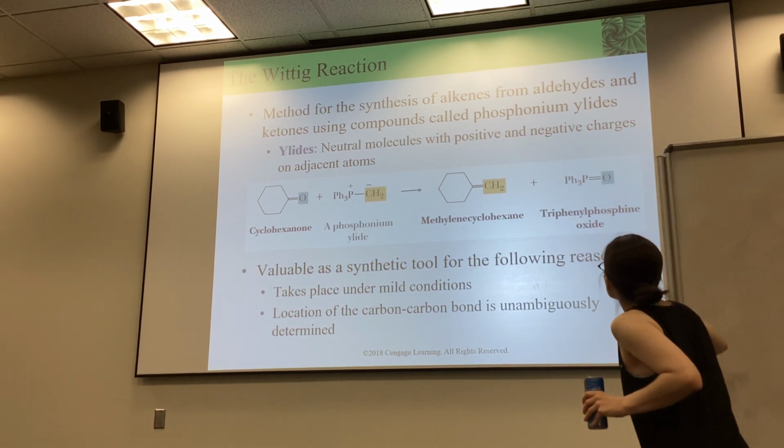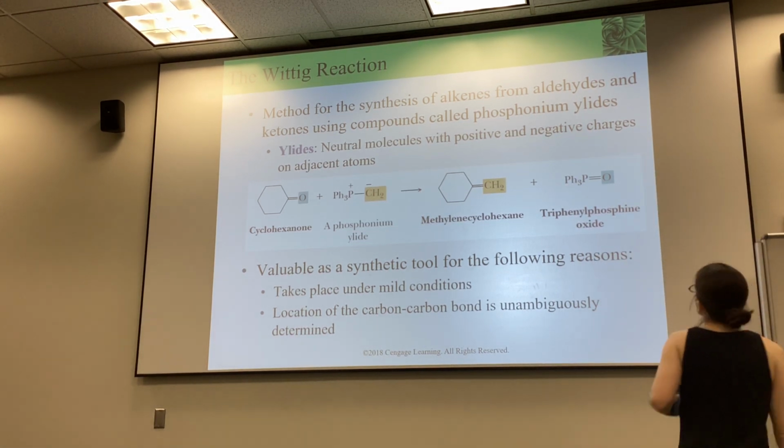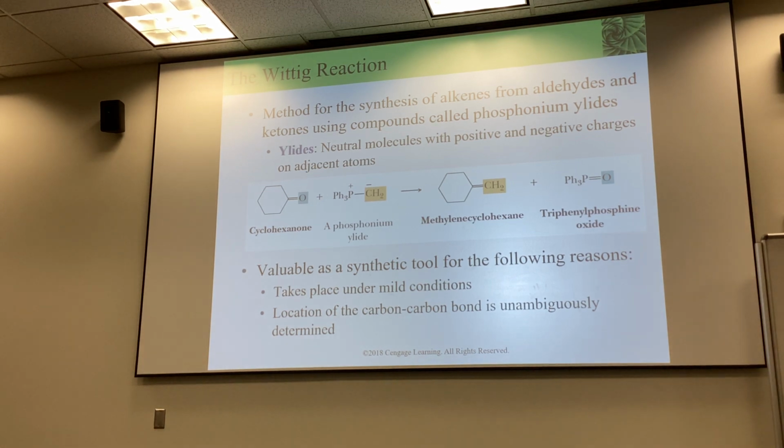Okay, so, Wittig reaction. This is a method for synthesis of alkenes from aldehydes and ketones. So, we take a C=O double bond, and we use this garbage, and we turn it into a C=C double bond. This is a phosphonium ylide.